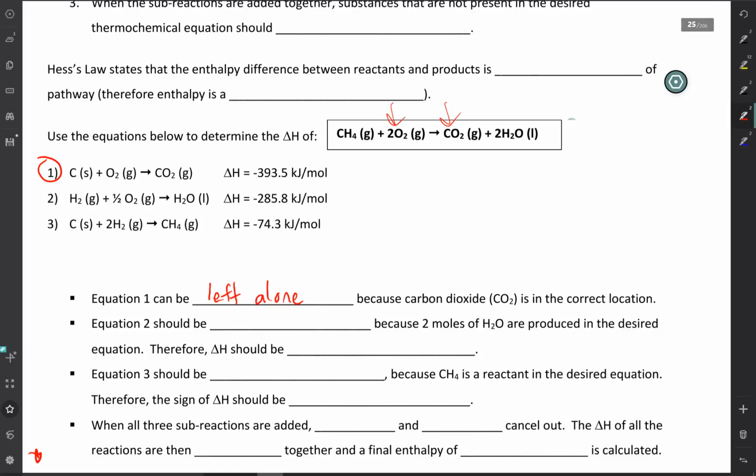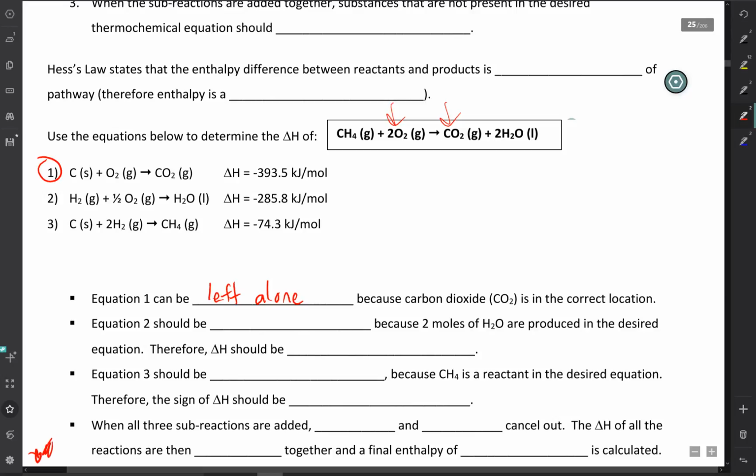So I've got carbon plus oxygen makes CO2. And delta H is going to stay exactly the same at negative 393.5. And I'm going to ignore kilojoules right now because I'm a little bit tight on space.